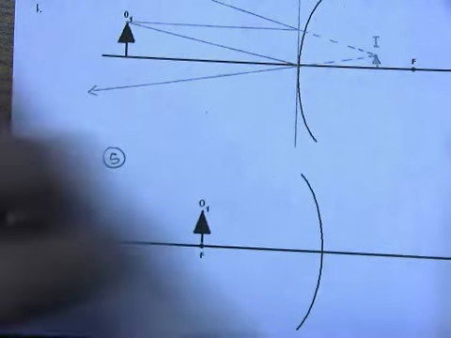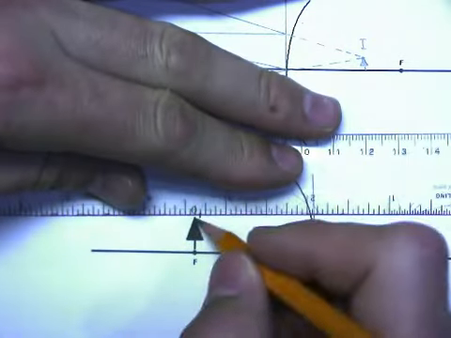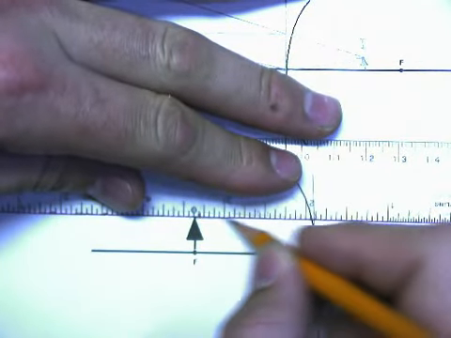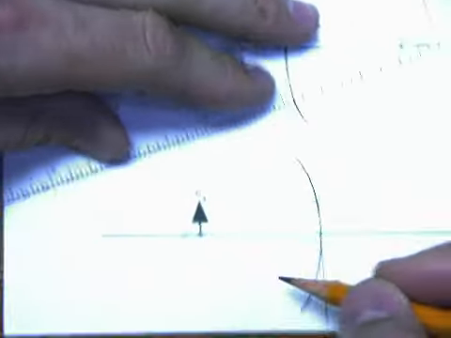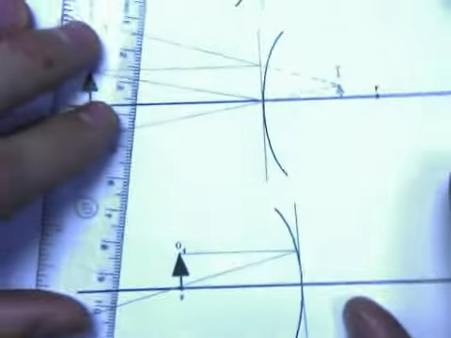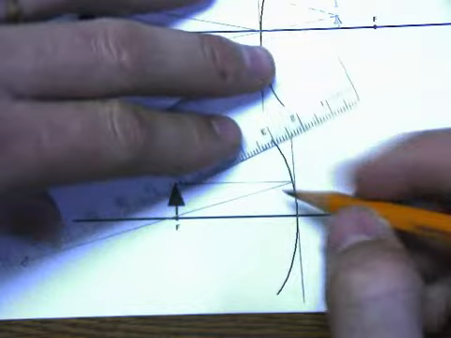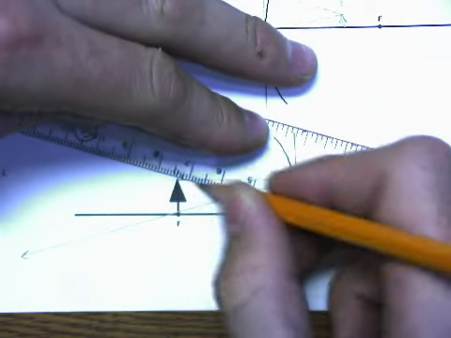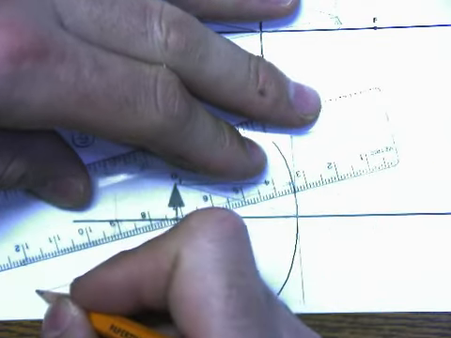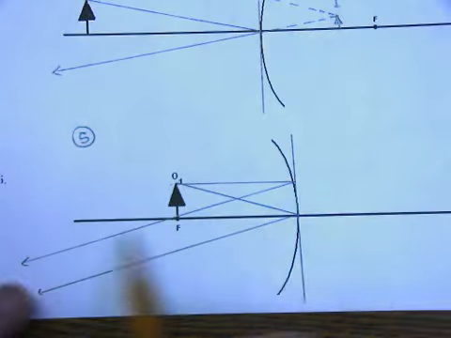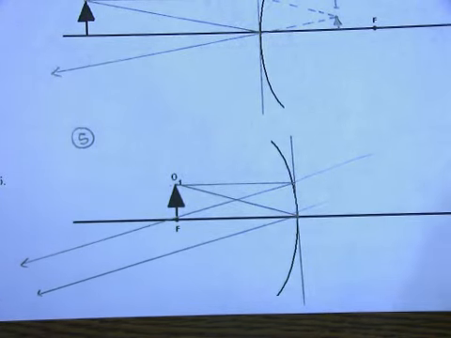Number 5. Principal plane. So these look very much parallel, so I could extend them either way and they're never going to intersect.